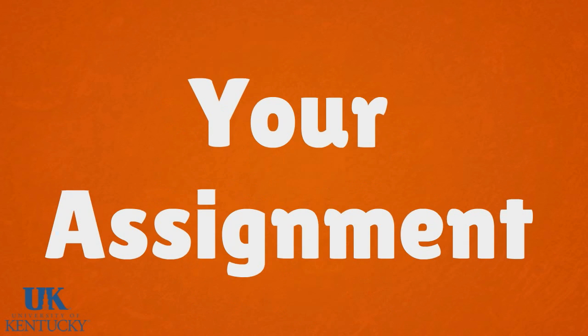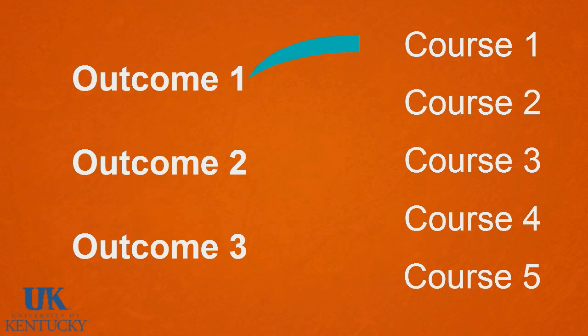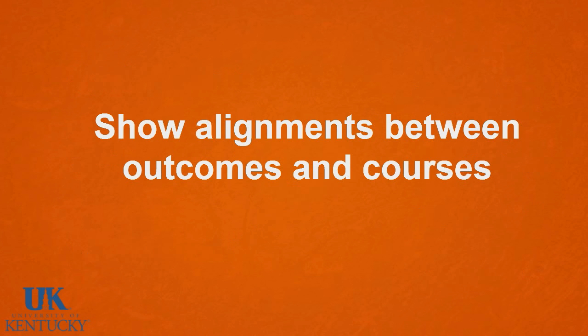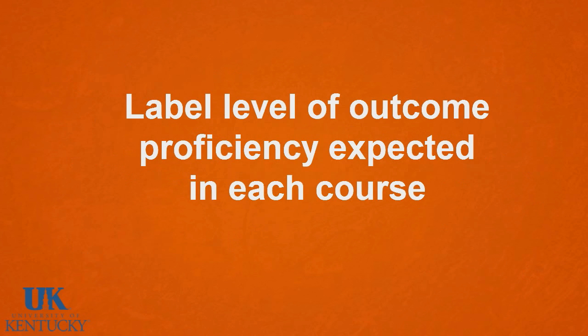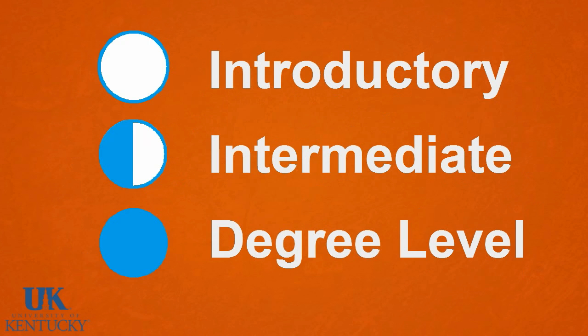Your assignment is to create a program curriculum map that accurately reflects the relationship between each of your program's courses and the outcomes. We encourage you to involve as many faculty as you can in this process, as it will help to ensure that your map is correct. Your map must show how each of the program's courses align to the program's stated outcomes. Each course should be labeled to explain the level of outcome proficiency expected in that course. Is the course introductory, intermediate, or degree level?